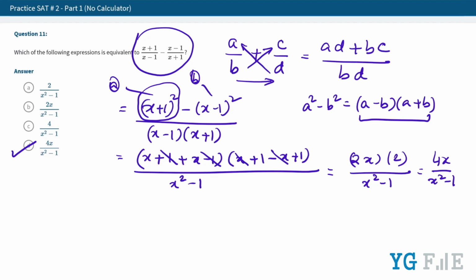So for these kinds of things, I think you should practice simplifying more complex expressions, so that applying identities like a square minus b square and a square plus b square would be easy for you.